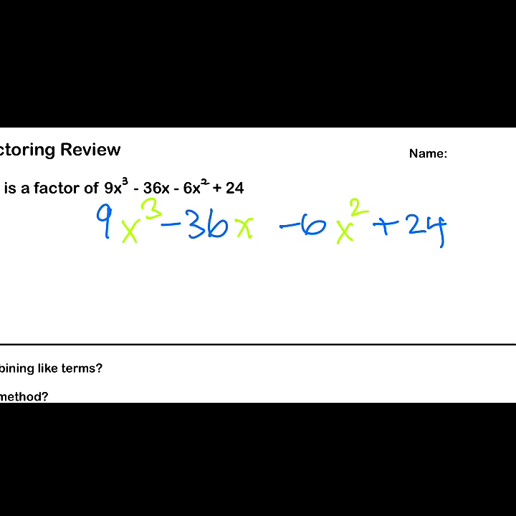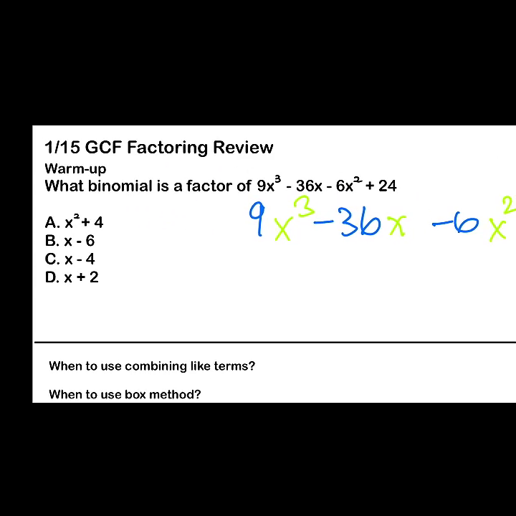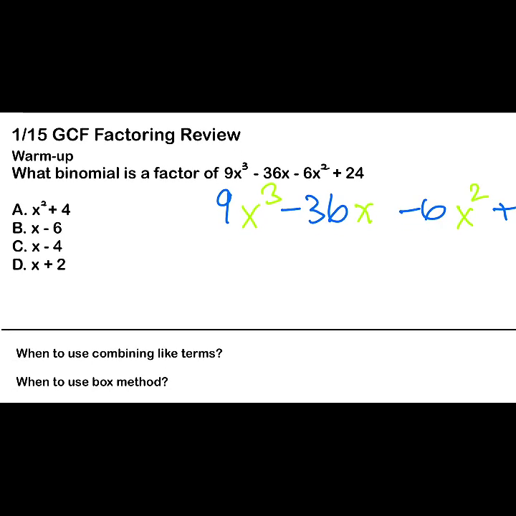Let's get going. All right, so for this first problem, we're looking for what binomial is a factor of 9x cubed minus 36x minus 6x squared plus 24. A binomial just means two terms. It is a two-term answer that usually has x and some number combined together. For our answer choices, we have four binomials to choose from.